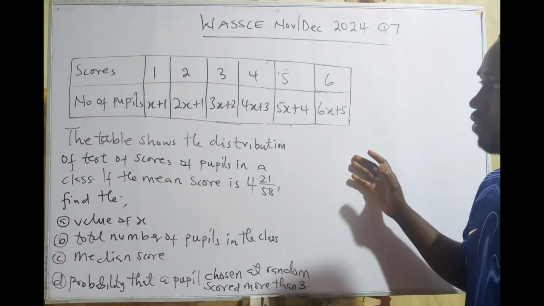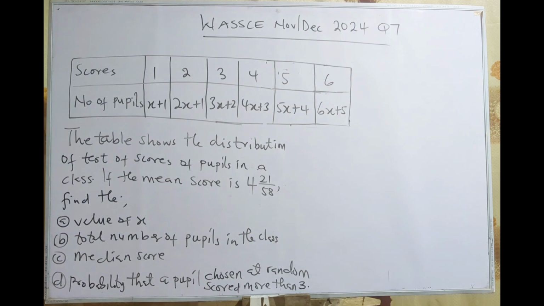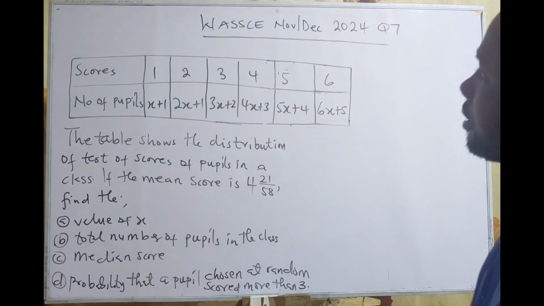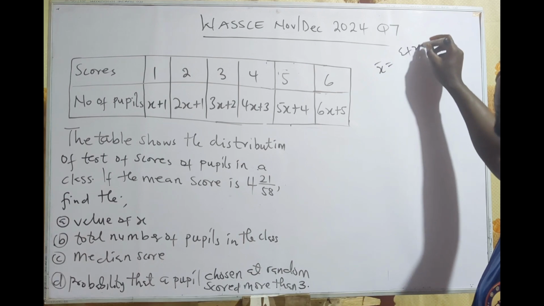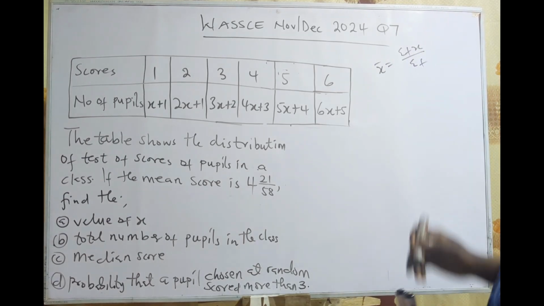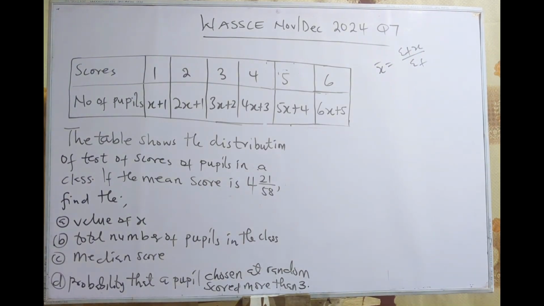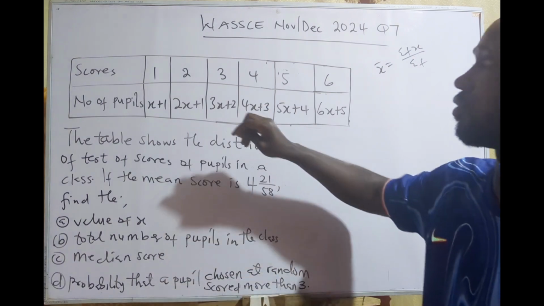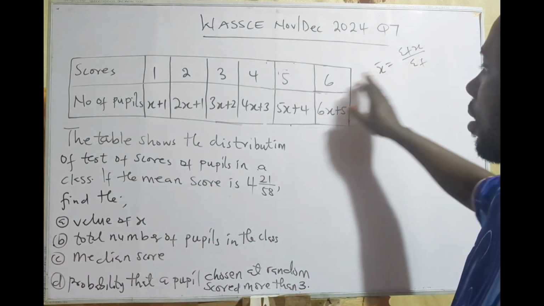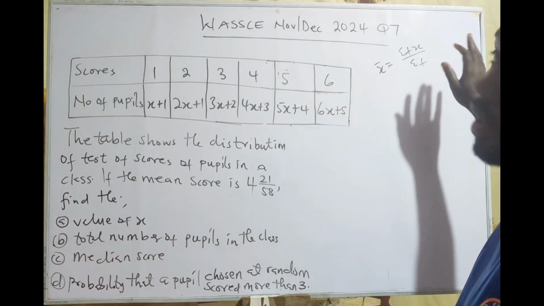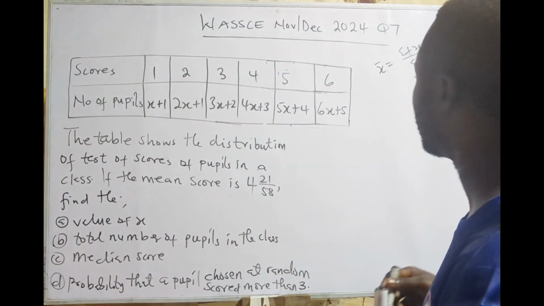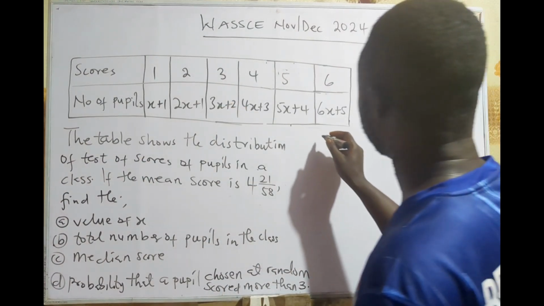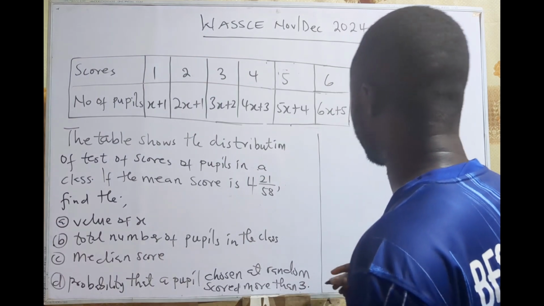So looking at it, how do you even find the mean? Our mean will be sigma fx over sigma f. So this will be our mean. It means I have to find the summation of the frequency, and also the summation of the frequency times x, which is the scores. So we are going to redraw the table and then do that.